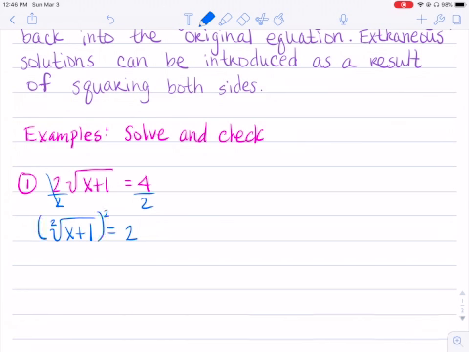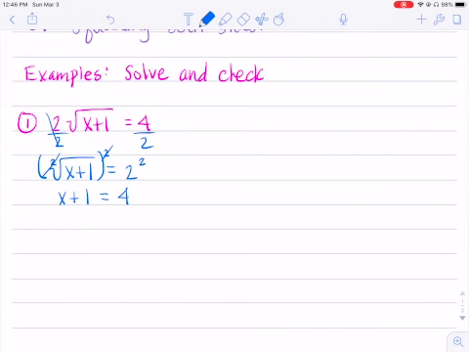So I'm going to take this to the second power. I'm going to square it. But if I do that to one side, I have to do it to the other side, so the 2 also gets squared. So again, because I've had a second root and a second power, those cancel. And so I'm just left with x plus 1 on this side, and 2 squared is 4. Now we just continue solving using our algebra skills. The next thing we would do is just subtract 1 from both sides to get x by itself. And so x equals 3.